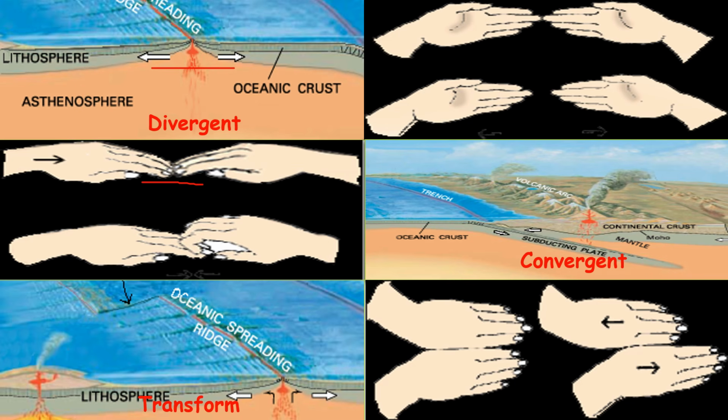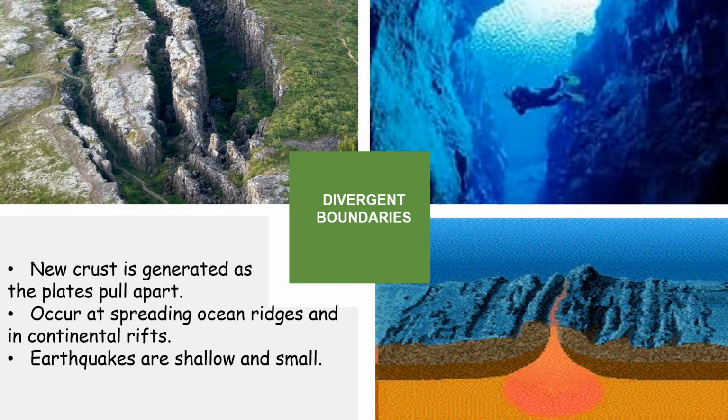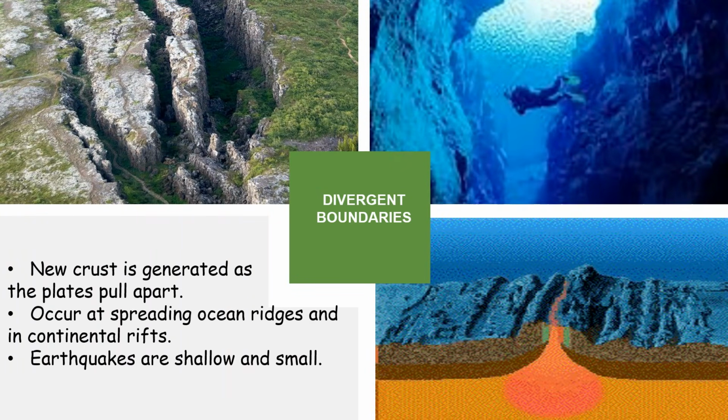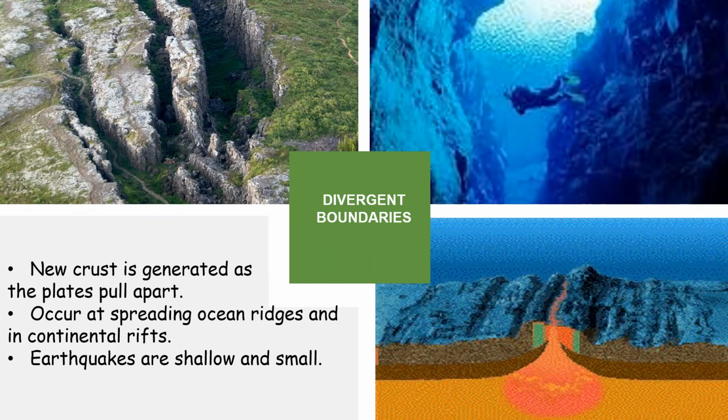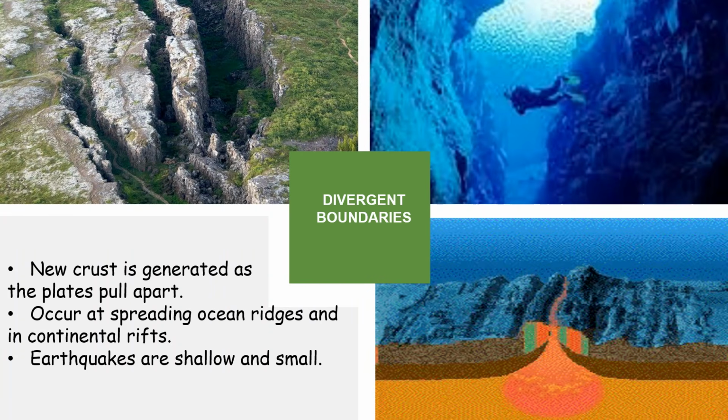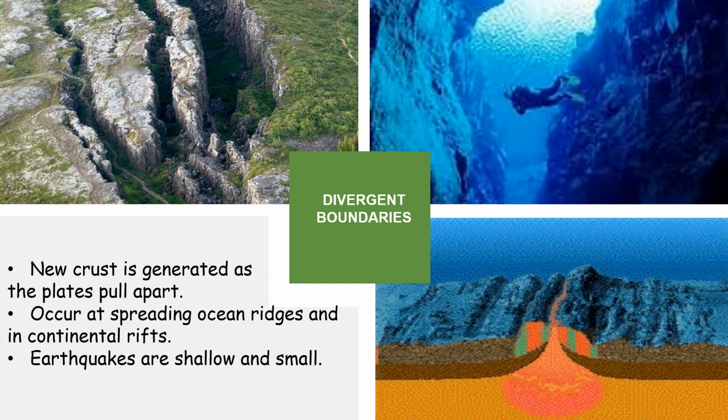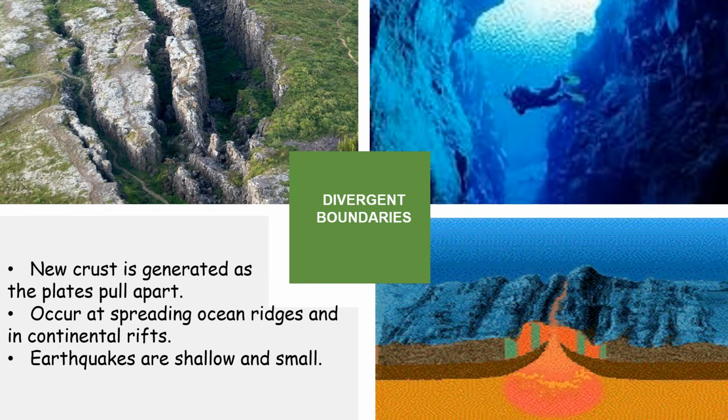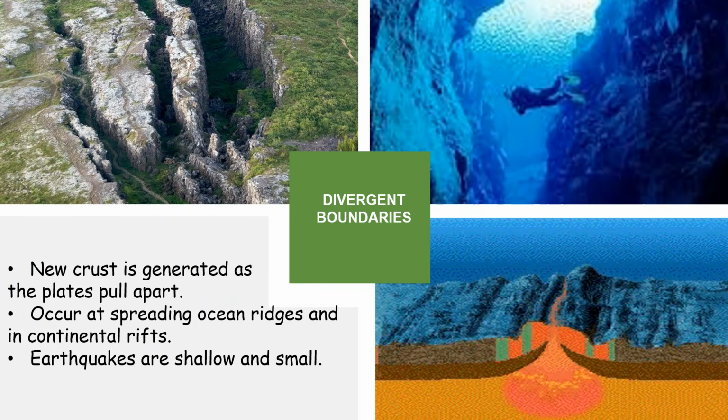Yung last type of boundary is what you call as transform. This is when hindi siya nagbabanggaan, hindi siya naghihiwalay, but instead, the plates are just sliding past each other. Tingnan natin kung ano nga ba yung mga geologic events tapos yung mga features na pwedeng mabuo to this type of boundary. So yung first is what you call as divergent boundary.